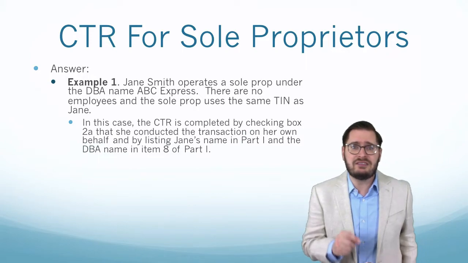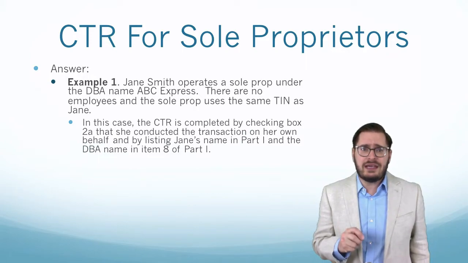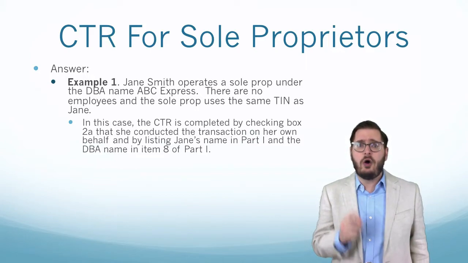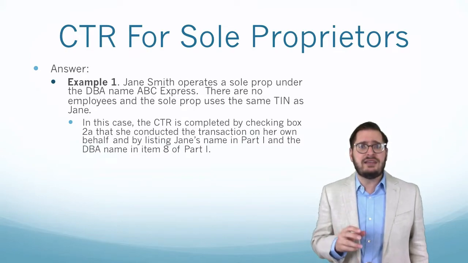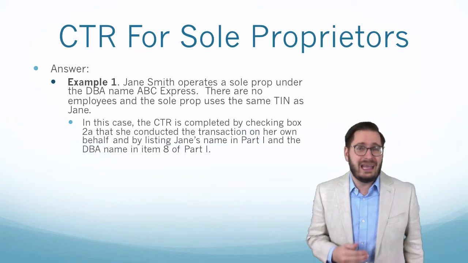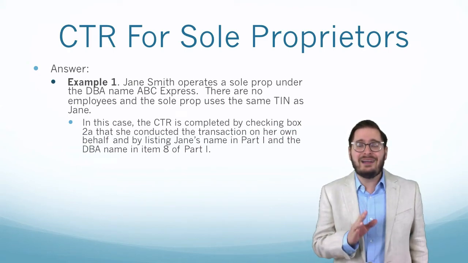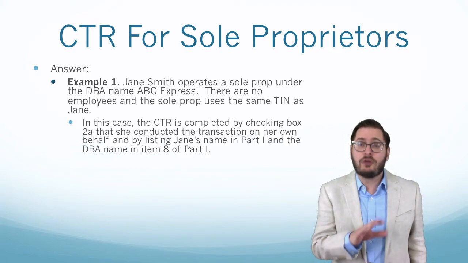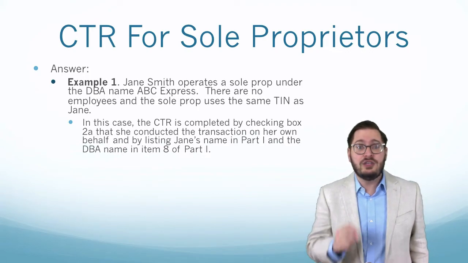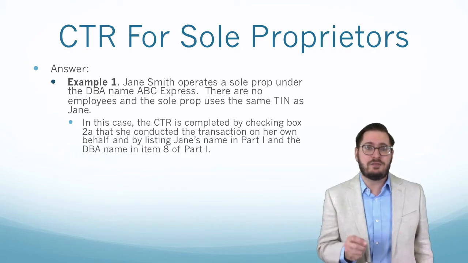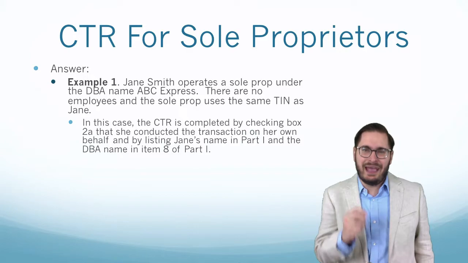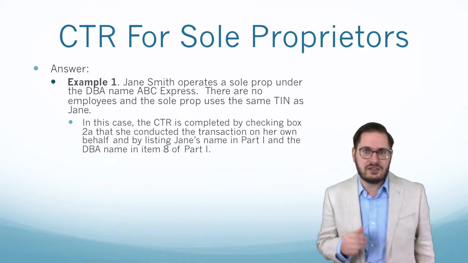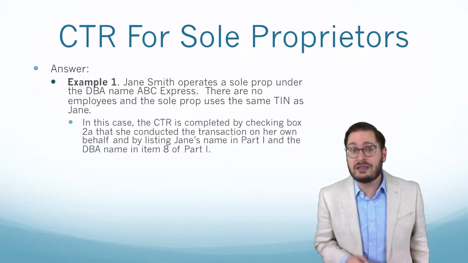Well, in this case, the CTR is going to be completed by checking box 2A that Jane conducted the transaction on her own behalf. Then you list Jane's name and her personal information in Part 1, but then in Item 8 of Part 1, under, I believe it's alternate names, we'll take a look at this in just a minute, you list the DBA name of ABC Express. So ABC Express goes in Item 8, and all of Jane's information goes in Items 4 through 7.